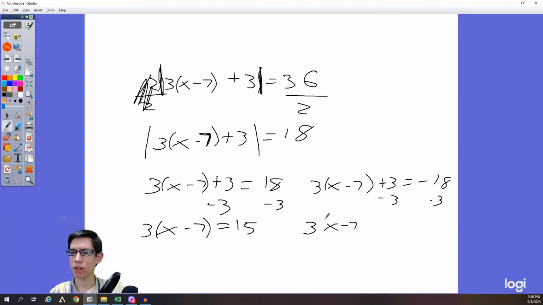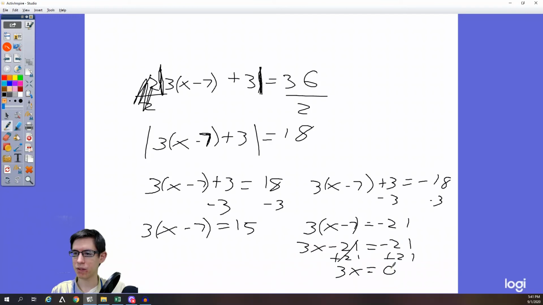3x minus 7 equals negative 21, right? Okay. And then again, we have an option here. We can choose to distribute, which I'll do on the right. So 3x minus 21 equals negative 21. And I can add the 21 on both sides. That cancels. We get 3x equals 0, which means that one of the solutions for x is 0.